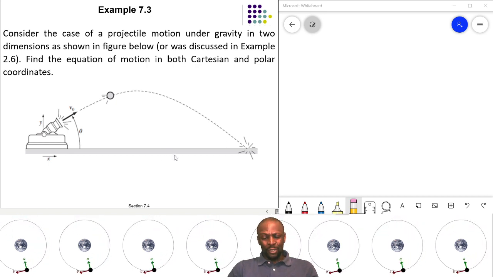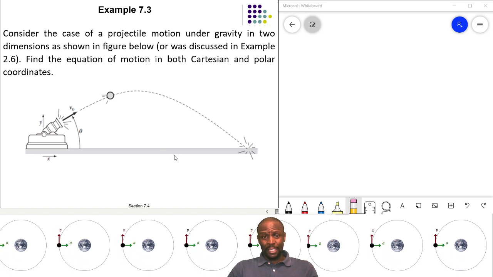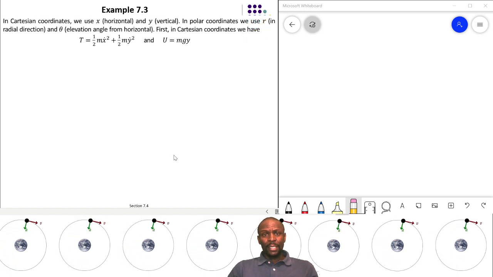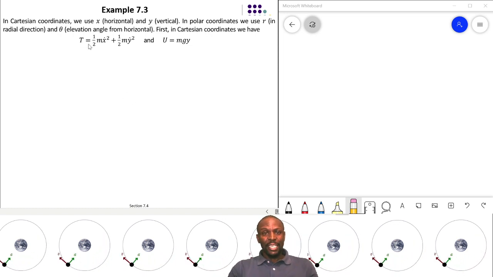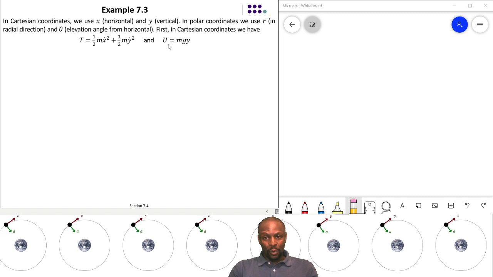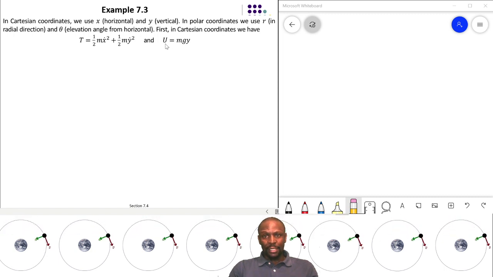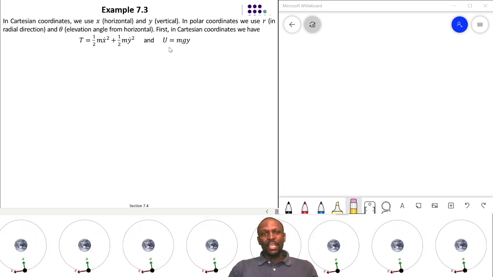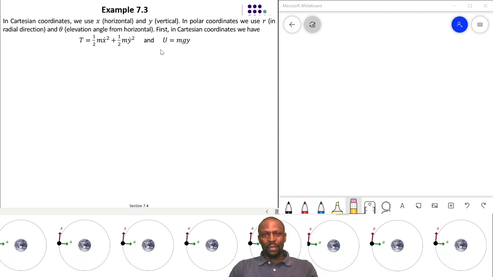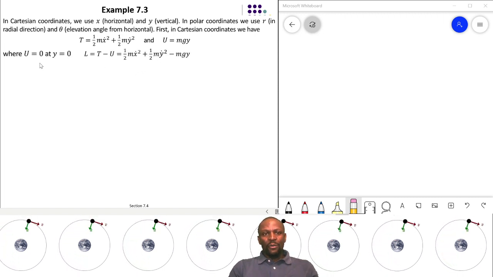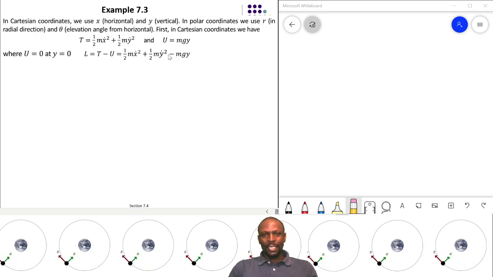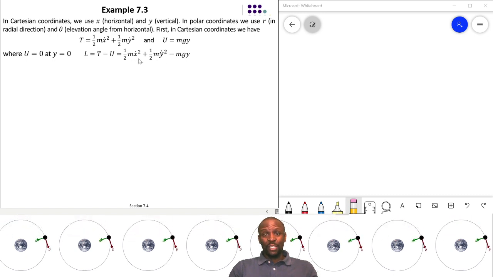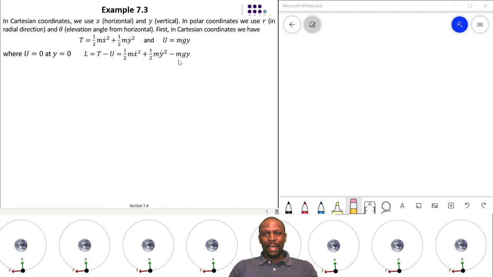First of all, for us to get the equation of motion, we need to first determine the Lagrangian. In order for us to be able to determine the Lagrangian, we need to know the kinetic energy, and we also have to know the potential energy. Now, first, in Cartesian coordinates, we just have this. This is what you are going to have in Cartesian coordinates. Now, for u equal to 0 at y equal to 0, the Lagrangian function is just given by this equation.